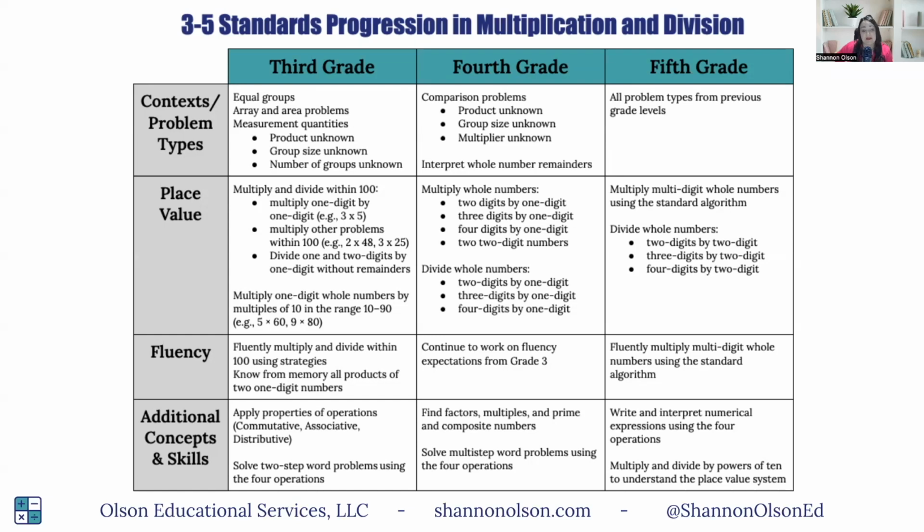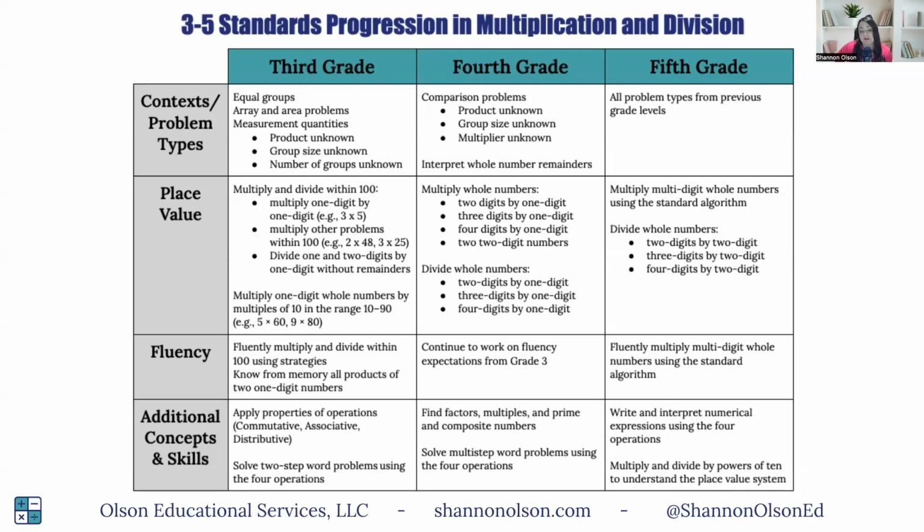When it comes to place value, third grade, the emphasis is within 100. So multiplying 1 digit by 1 digit numbers. It can also include multiplying other problems within 100. For example, 2 times 48 or 3 times 25. Some states have removed that part from their core, but in most states, it is still actually part of their standards. So I'd recommend looking at your specific state standards to see if other problems within 100 are part of your standards. And then dividing 1 and 2 digits by 1 digits without remainders. So that would look like 36 divided by 6, 24 divided by 3, those types of problems.